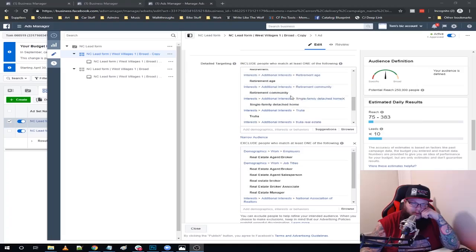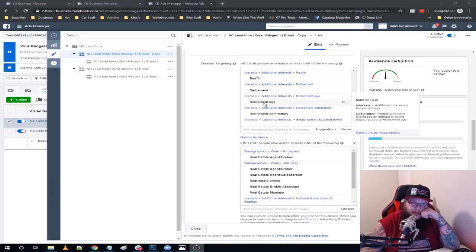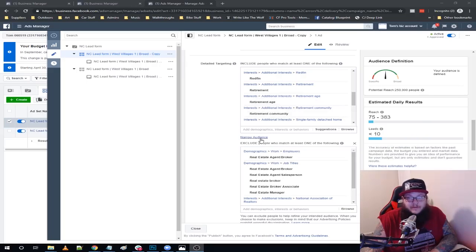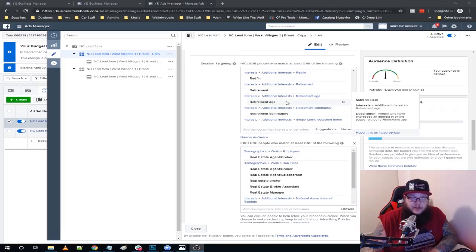So what we're going to do is see how it says retirement age. It's only 591,000, which isn't bad. I mean, you always want to go for 500,000 plus. If it's less than 500,000, don't even waste your time. I generally even say you want to try to find pages or categories that have 1,000,000 plus.